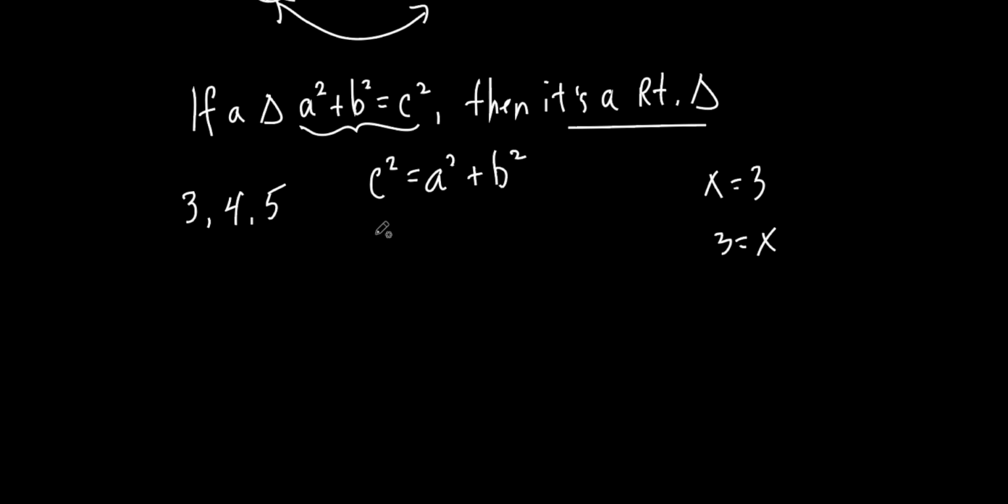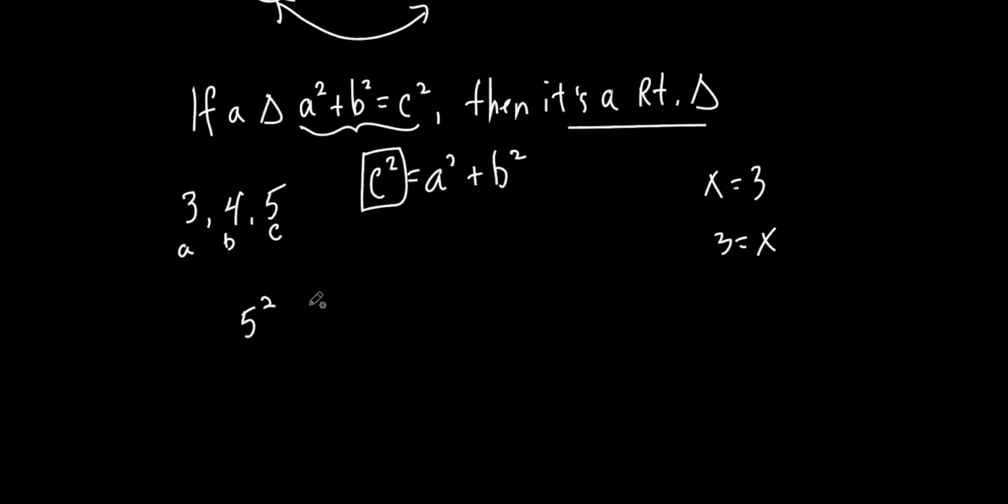So let's do that now. What is the c? C is always the longest side. So which one is my longest side? The 5. So that has to be my c. What is the 3 and the 4? That's my a and my b. So I'm going to do the c squared first. Again, I'm going to show you why in just a few minutes, promise. So let's do the c first.